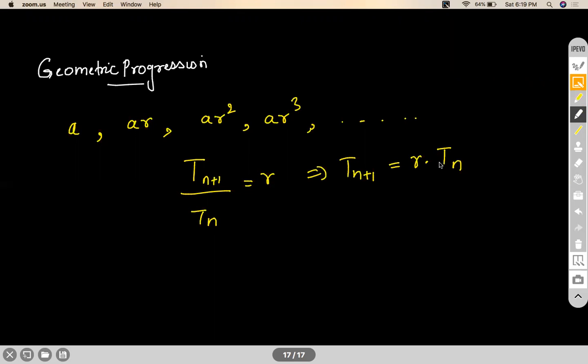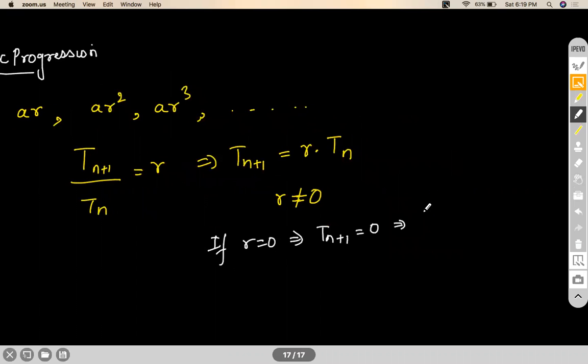Here, please note that R cannot be 0. Because if R is 0, what will happen? Your n plus 1th term will become 0. And if that happens, then you are trying to say that Tn plus 2 by 0 is equal to R. This is not possible. You cannot divide by a 0.